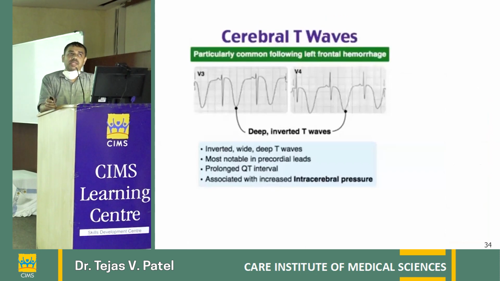It is not always ischemic. See, T inversion is always not the ischemic T inversion. Okay, there are lots of reasons for T inversion, and this is one of the reasons. The deep T wave inversion, inverted T wave, is one of the signs of raised intracranial pressure. And always you should look for it when you suspect a stroke or uncontrolled hypertension, ICH.